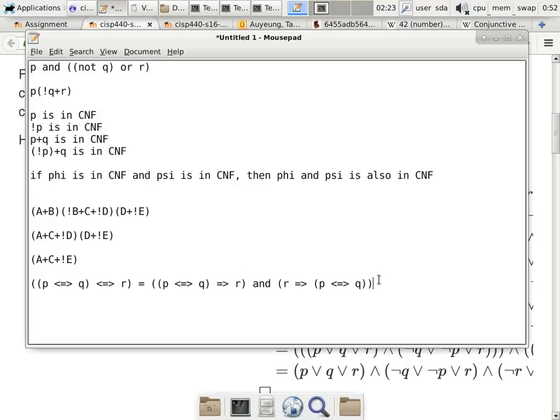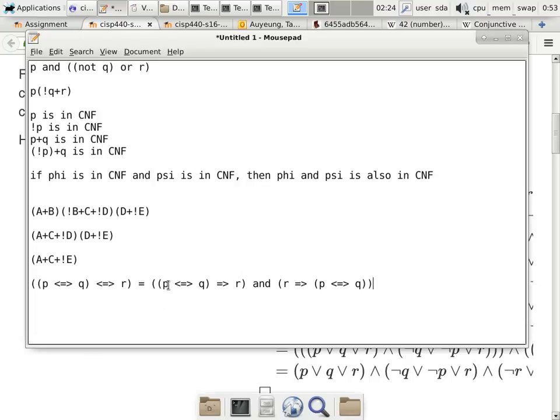What is equivalence? When we have A is equivalent to B, what is the other way to express the same thing? A implies B, and B implies A. Does that look right? It just looks messy because here it is P is equivalent to P by itself. So now we have to do this one more time.